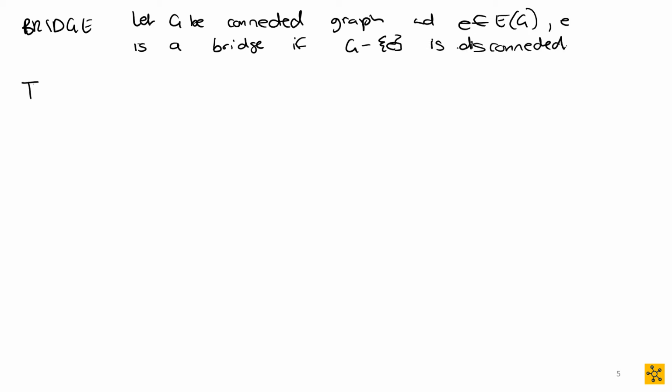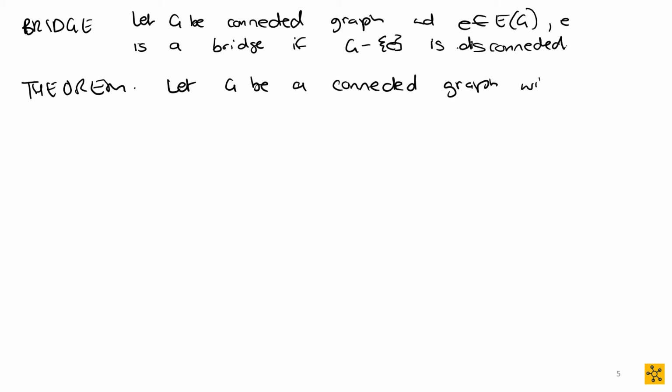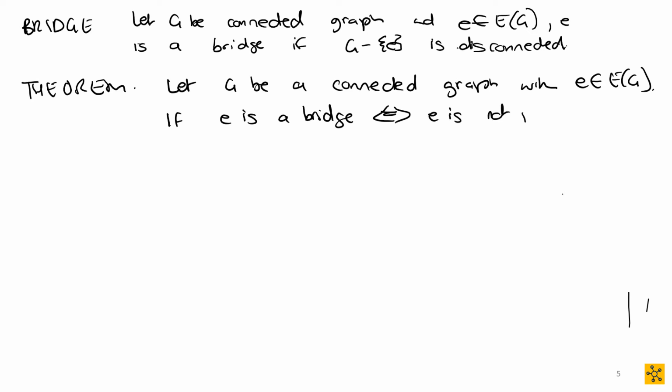Then we have our theorem. And our theorem states, let G be a connected graph with E an element of the edge set. If E is a bridge, then E is not part of any cycle, and if E is not part of any cycle, then it is a bridge.